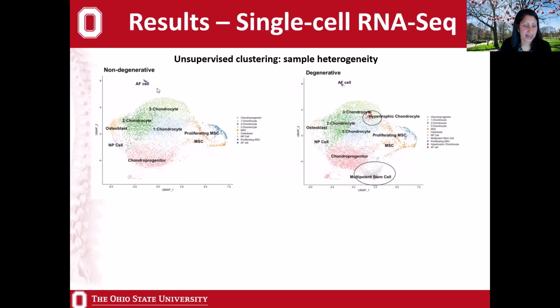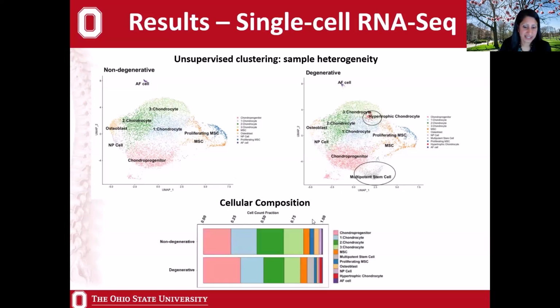So again, we had our healthy or non-degenerative samples, and we had our degenerative samples. We identified 9 different clusters in our healthy group. However, in our degenerative group, we identified 11 clusters, with hypertrophic chondrocytes and this other unique multi-stem cell population that was not present in our healthy group.